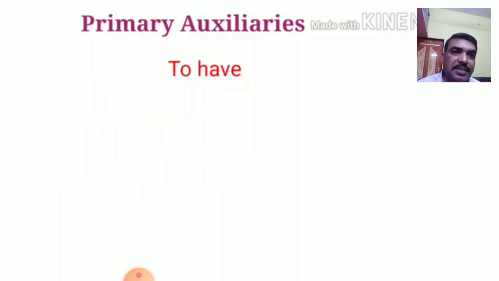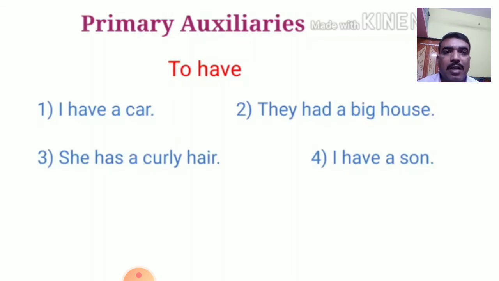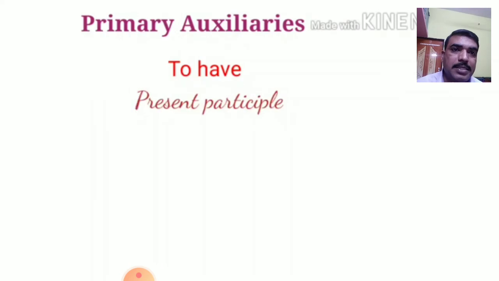To have in present tense, you can see over here the sentence is like it is used in the present tense of the primary auxiliary. Like I have a car, she has curly hair, they had a big house, I have a son. Here have, has, had, these are the to have primary auxiliaries. Have and has are used in the present tense, and had is used in the past tense.